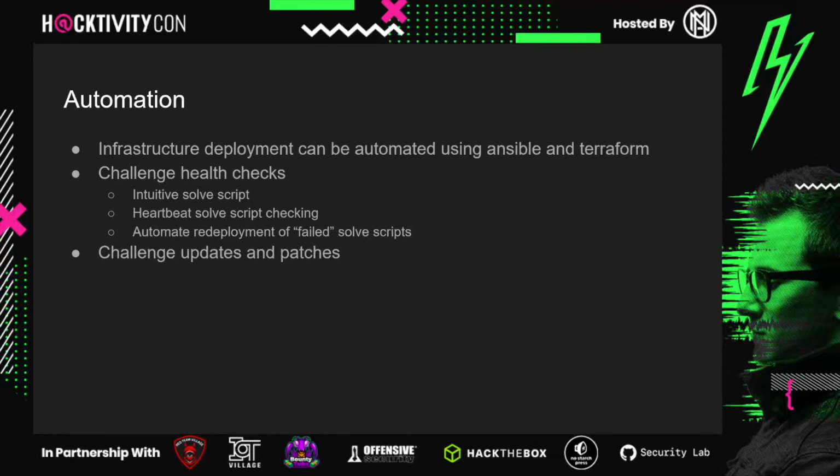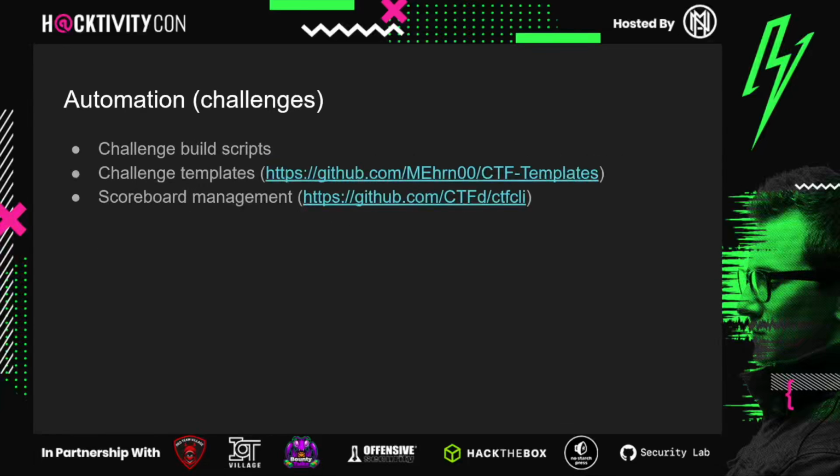Another great automation tip is for challenge updates and patches. I've seen CTFs which have taken this straight out of the water, where they will integrate GitLab or GitHub CI into challenge updates, where all they do is make the change to their challenge, push it to the repo, and the GitHub CI will automatically deploy those changes, which is super cool. Here's a couple of resources on ways you can do more automation.